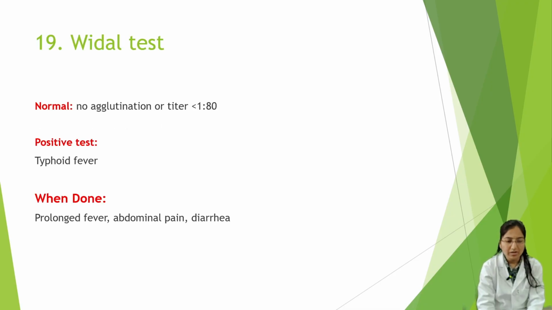Next one is a Vidal test. Here normal means no agglutination, or a titer less than 1:80. A positive test means typhoid fever. Positive means it indicates typhoid fever. It is done in cases of prolonged fever, abdominal pain, and then diarrhea.